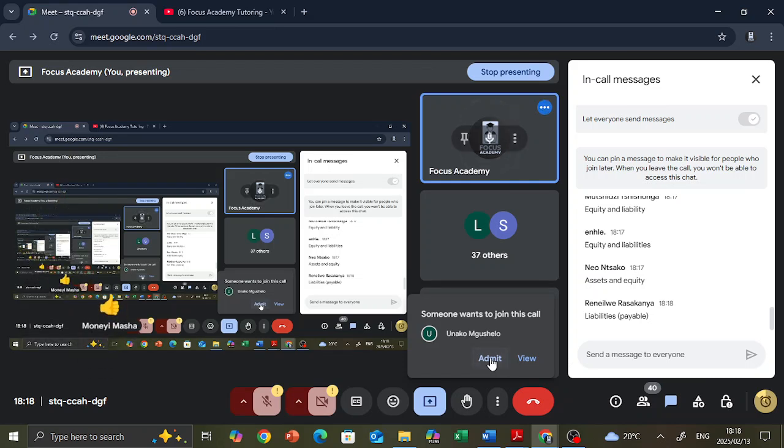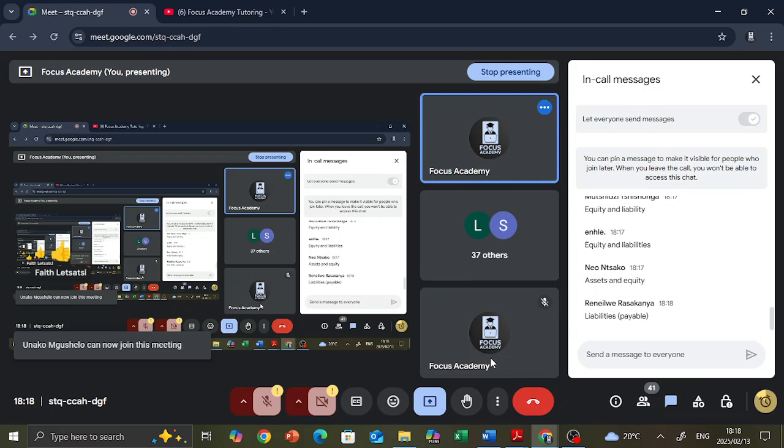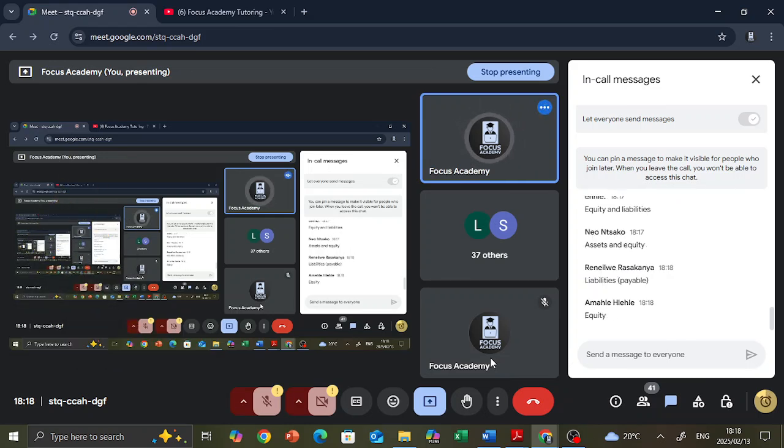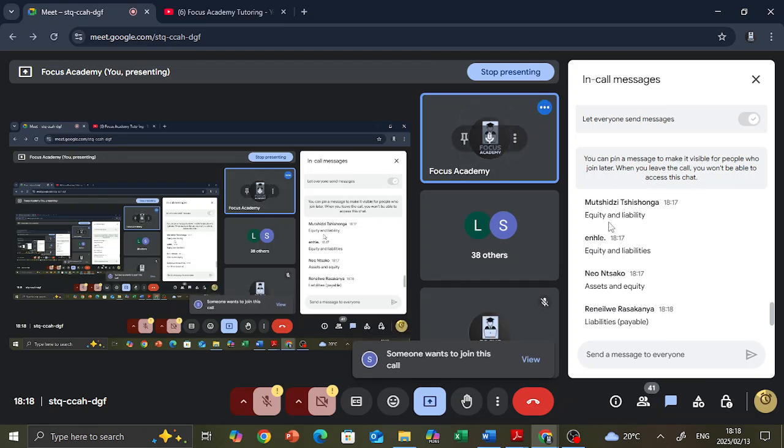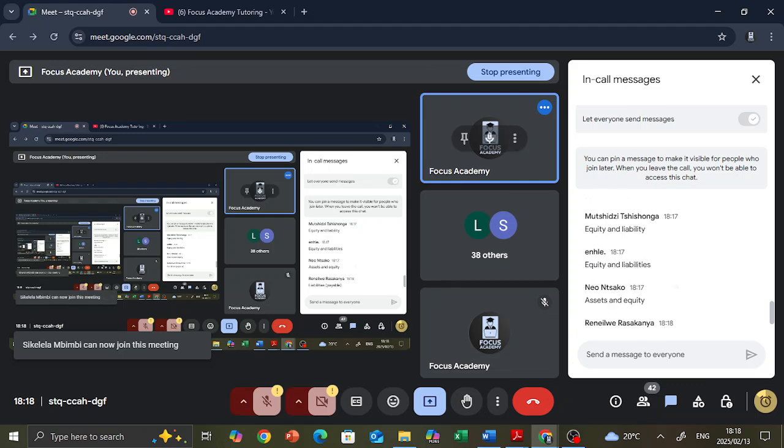Someone says liabilities payable, nice. Renelwe, very nice. Element named, right? Account title named. Amahle, equity, thank you. Correct. Who else? Neo, assets and equity. Why assets? Entle, equity and liabilities, thank you. Equity and liability, correct. You are correct. Who else?